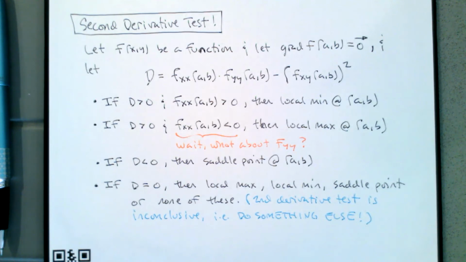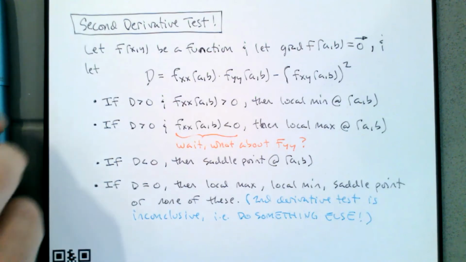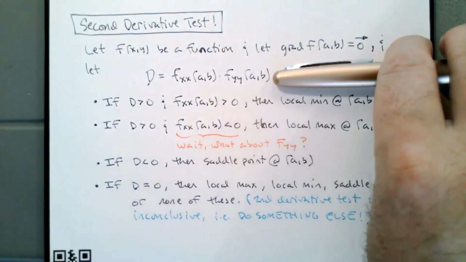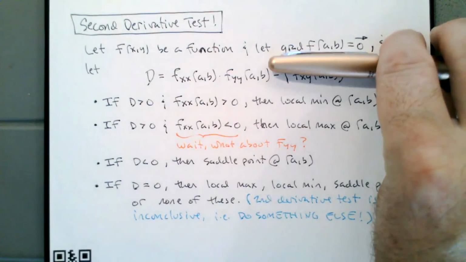All right, let's take a look at this sign business. Let's start by looking at what's going on in this calculation of D: Fxx times Fyy minus the square of the mixed partials. Let's just for now ignore the square of the mixed partials term and look at how we're calculating D. So let's just pretend that we're not, let's just ignore that for a second.